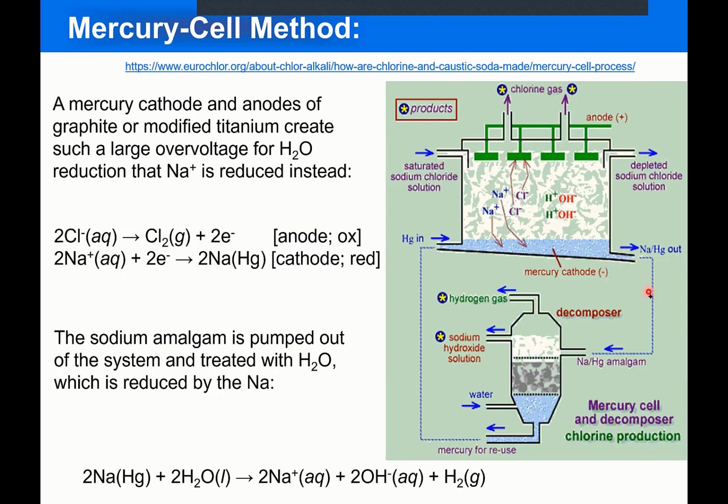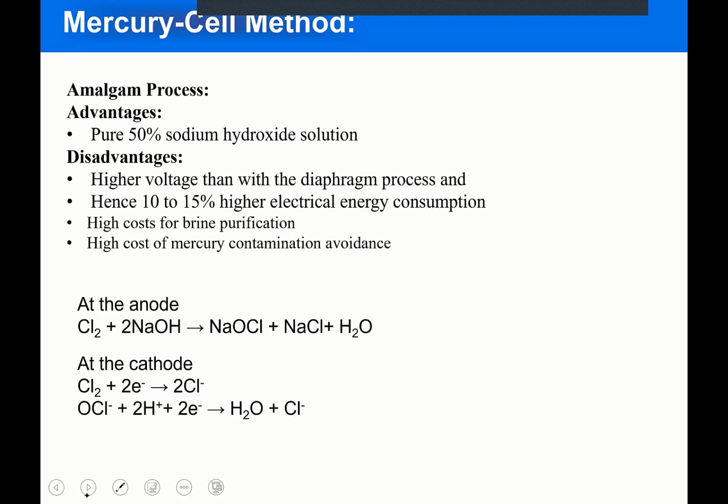within the liquid mercury cathode and then redissolved in water to produce the sodium hydroxide solution and hydrogen gas, and separate the mercury again that can be recycled back into the electrolysis cell. And it allows you to produce a very pure and high concentration sodium hydroxide solution.